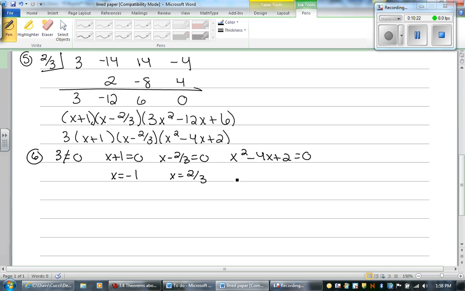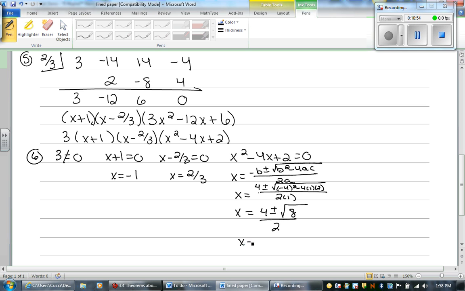So in order to do this, we have to use the quadratic formula. So we get x equals -b plus or minus the square root of b squared minus 4ac all over 2a. And this is going to give us a value of 4 plus and minus the square root of 8 over 2, which reduces to 4 plus or minus 2 square root of 2 over 2, or 2 plus and minus the square root of 2.